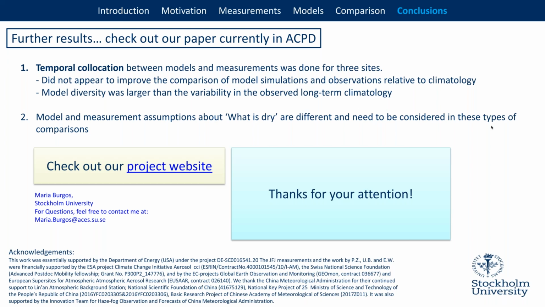Okay, well, thank you, Maria, for that nice presentation. Understanding why the models are so diverse and the differences between measurements and models is very important. We have a couple of questions related to that. One of those questions is, was the spatial resolution the same, or at least similar, for all of the models? And how would that affect the results if they were not the same?